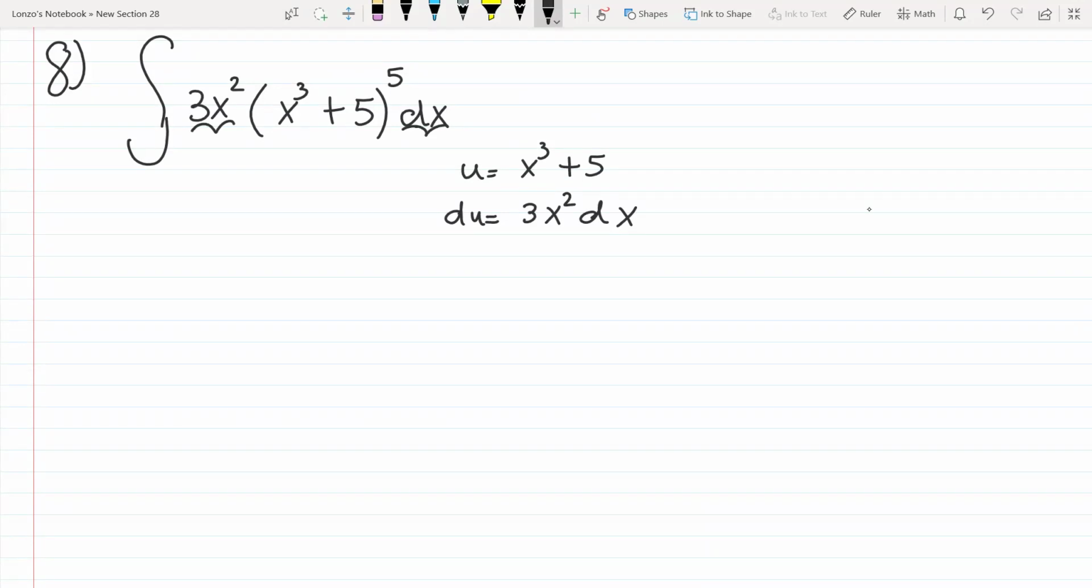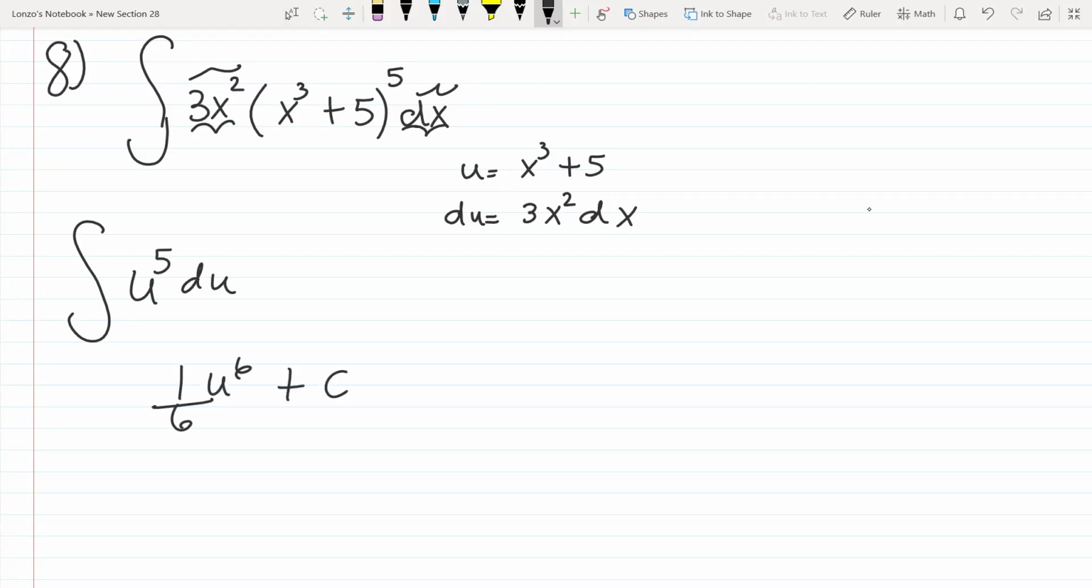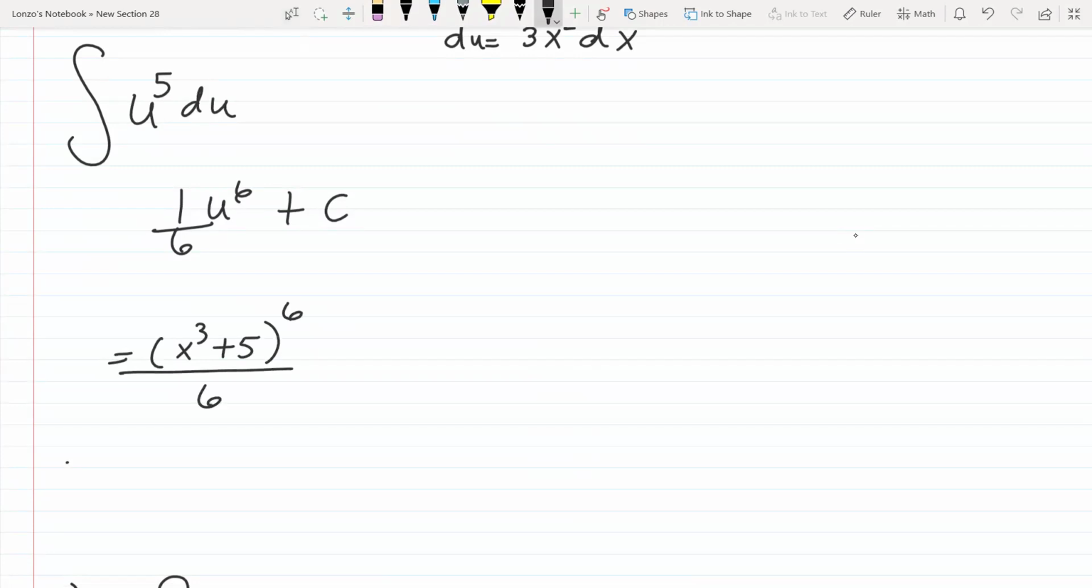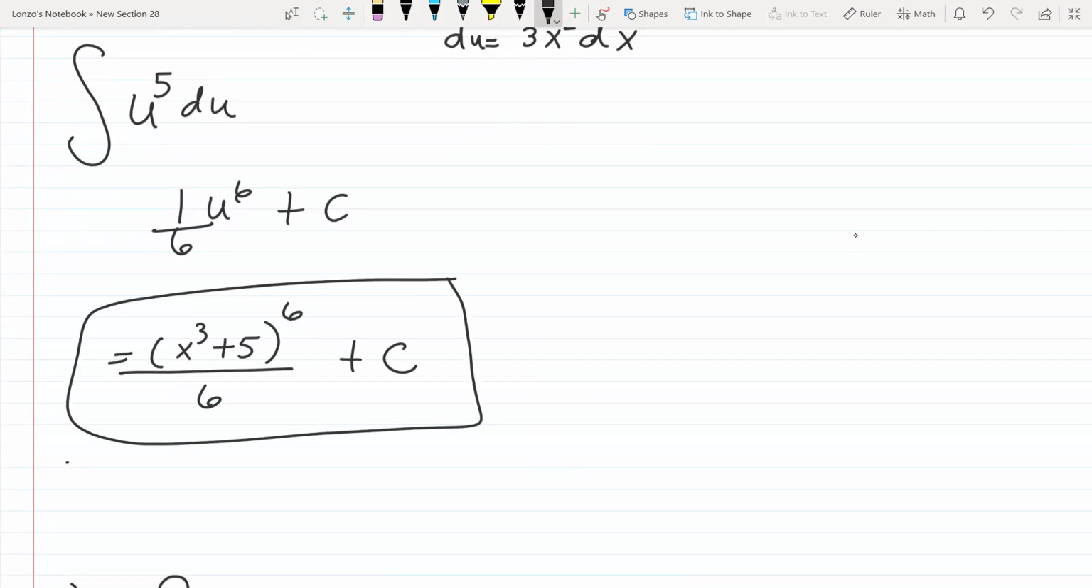get rid of anything. So this is going to be u to the 5th, and then you're going to replace 3x squared dx with du. Yes, nicely. This comes out nice. What's the integration of u to the 5th? It is 1/6 u to the 6th plus c. And then our u is x cubed plus 5, so it's (x cubed plus 5) to the 6th power all over 6 plus c. Okay.